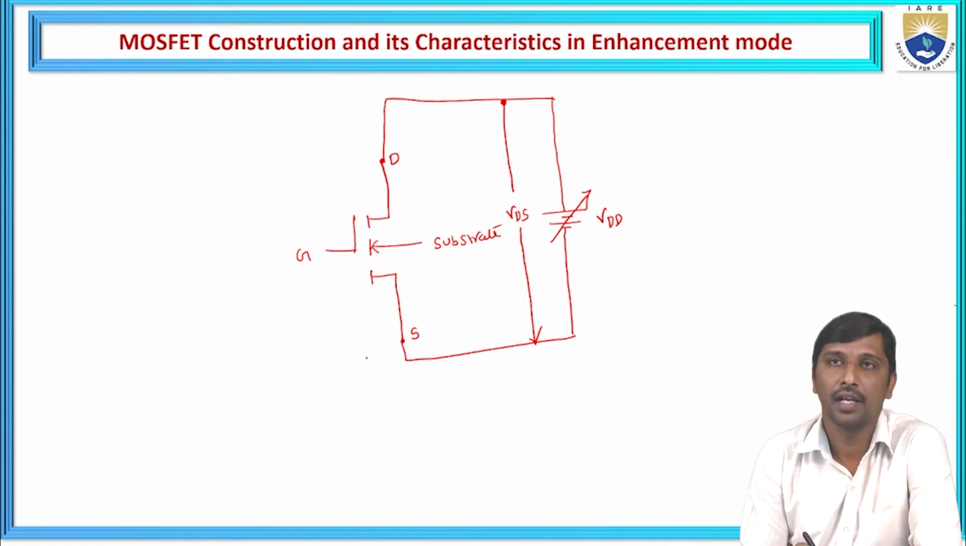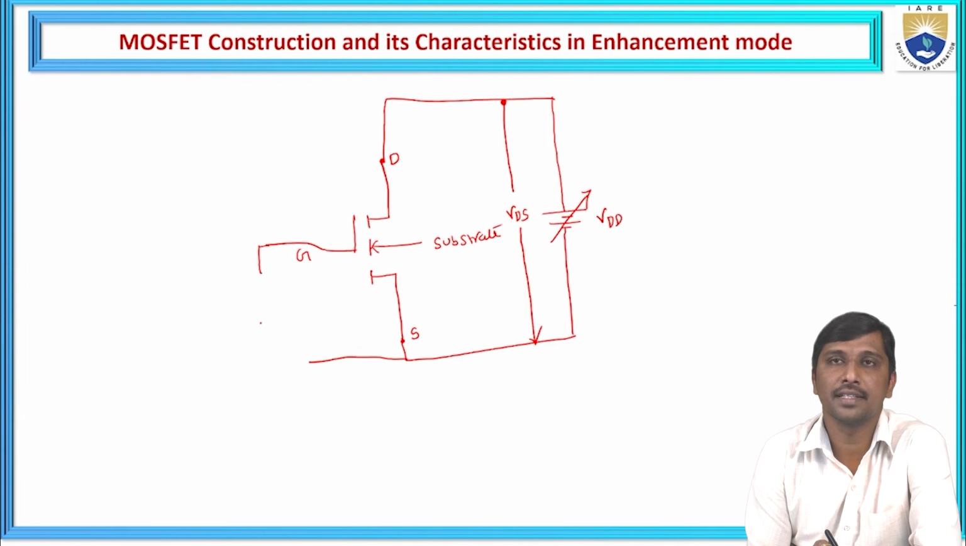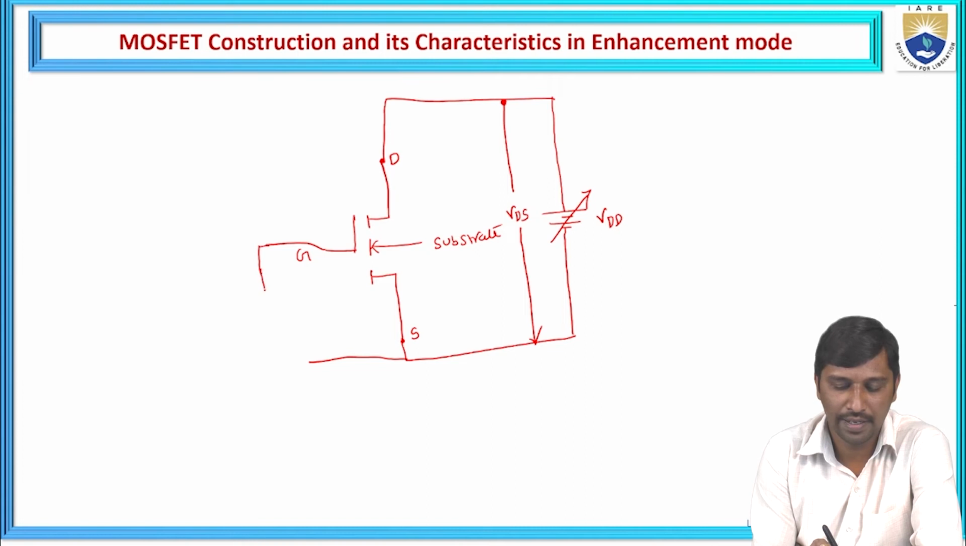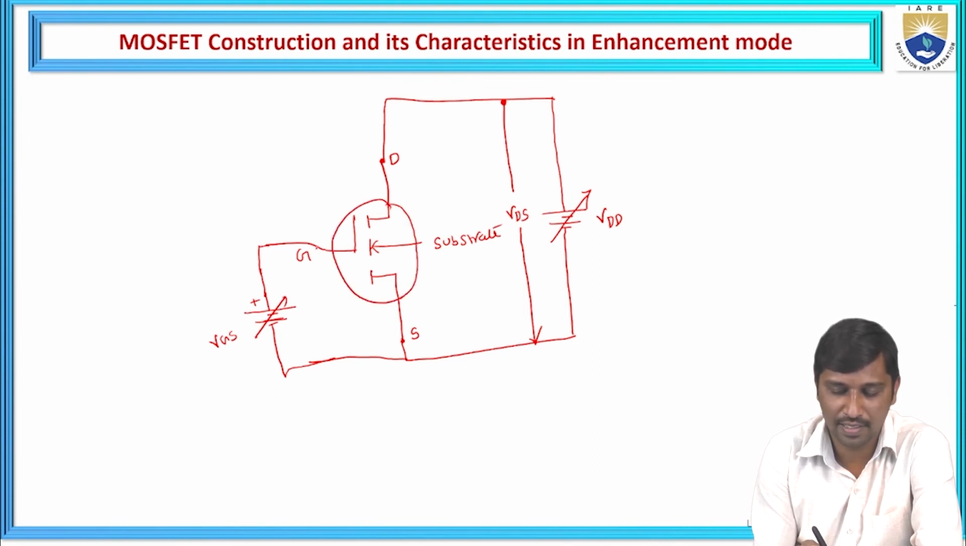Similarly, another biasing voltage is required between gate and source to induce the channel, or to allow the movement of the charge carriers from one place to another in a proper direction. So we apply a biasing between the gate and the source. Here the gate is biased with the positive pole of the battery with respect to the source, and this is represented as VGG.